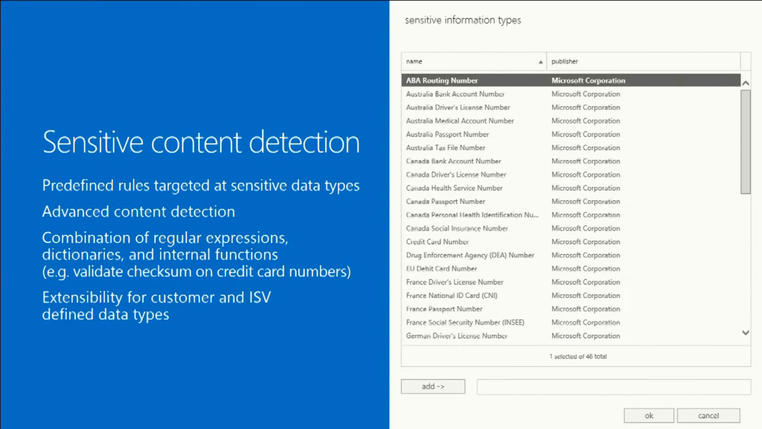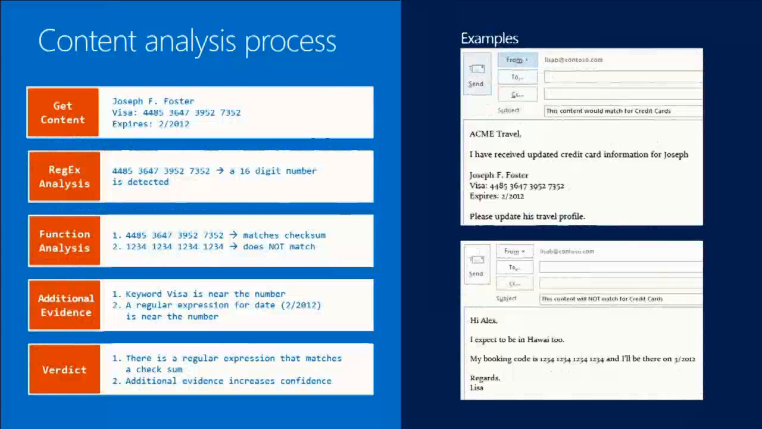Not only is it the regular expressions, but it's also the ability to run various checksums and other functionality. So let's look at an example here. What does the content look like, and what would hit? On the left side, you can see the content analysis, and we'll walk down the left half of the slide one by one. In this case, there's a name, a Visa number, and an expiration.